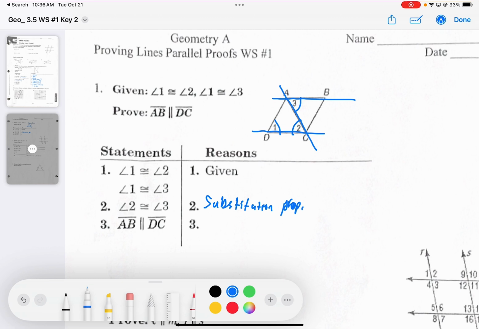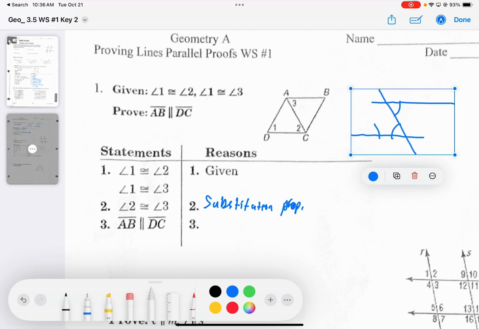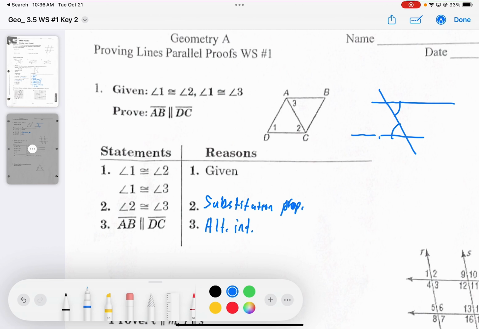What do you think? And if you're unsure, let's break that lasso out and move that over there. What type of angles are those? Alternate interior. Very good. So we would say alternate interior angles congruent implies parallel lines.